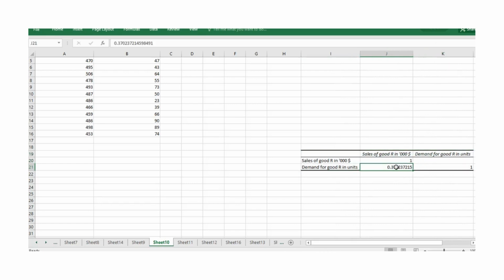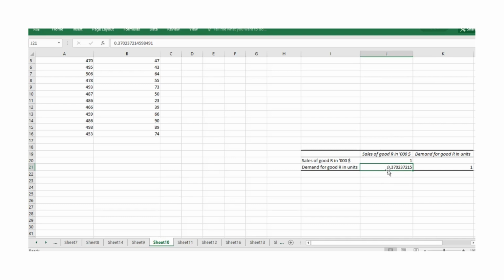You can see the correlation coefficient R for sales of good hair and demand for good hair is positive but quite low. That means the strength of the relationship is low because it is 0.3. However, the relationship is positive. That means the higher the demand for good hair, the higher the sales of good hair. That's a positive direction, moving together. However, the strength is low.